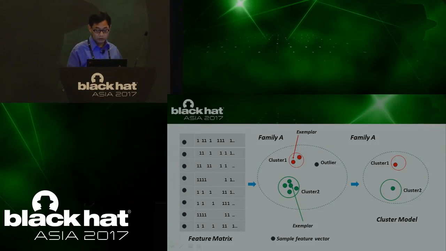Here is a diagram. On the left side, we have this number of URL feature vectors, as bitmaps within the feature space. Then we do our clustering. In this case, for family A, we have two clusters and one noise. Then we pick a centroid for each, and we effectively reduce this number of samples to 2.